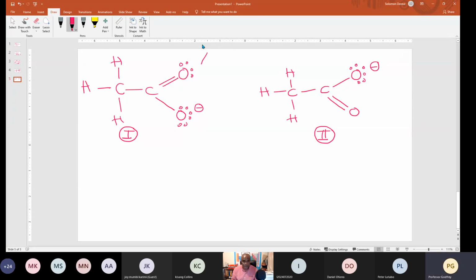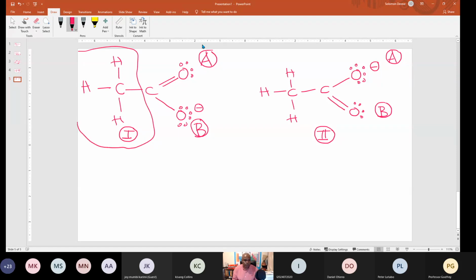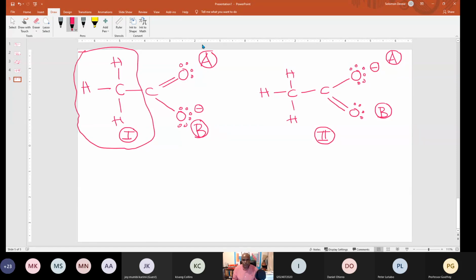Understood. So in this particular molecule, we have 2 oxygens. One of the oxygens is negatively charged, the other oxygen is neutral, okay? So we do not have any issues with this part. In both cases, they are the same, okay?